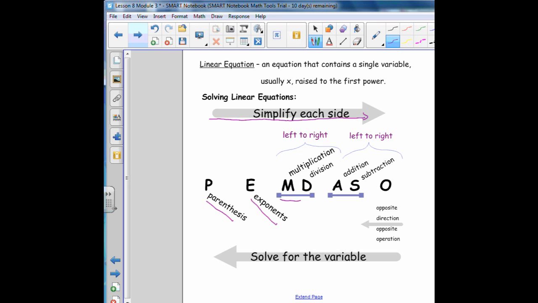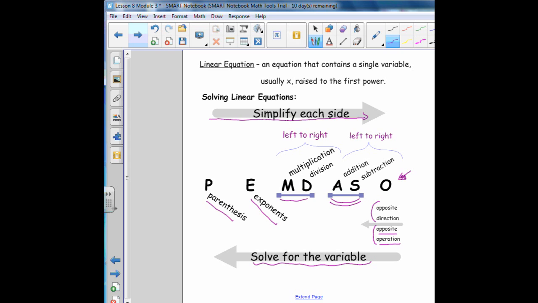Multiplication and division left to right before adding and subtracting left to right. Then you see the O at the end, so now the word is PEMDASO. And the O means when you are solving for the variable to go in the opposite direction using the opposite operation. So when you're ready to solve, you're going to first undo any addition and subtraction using the opposite operation.